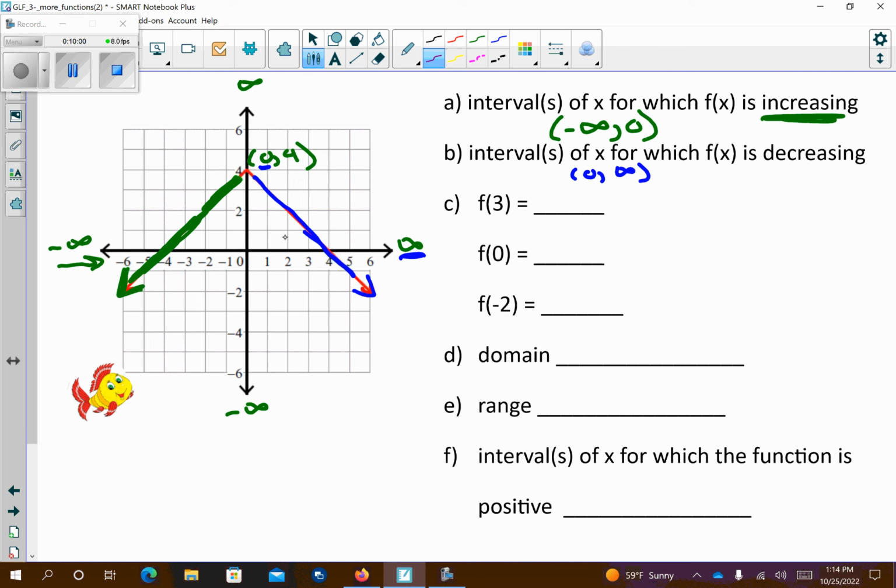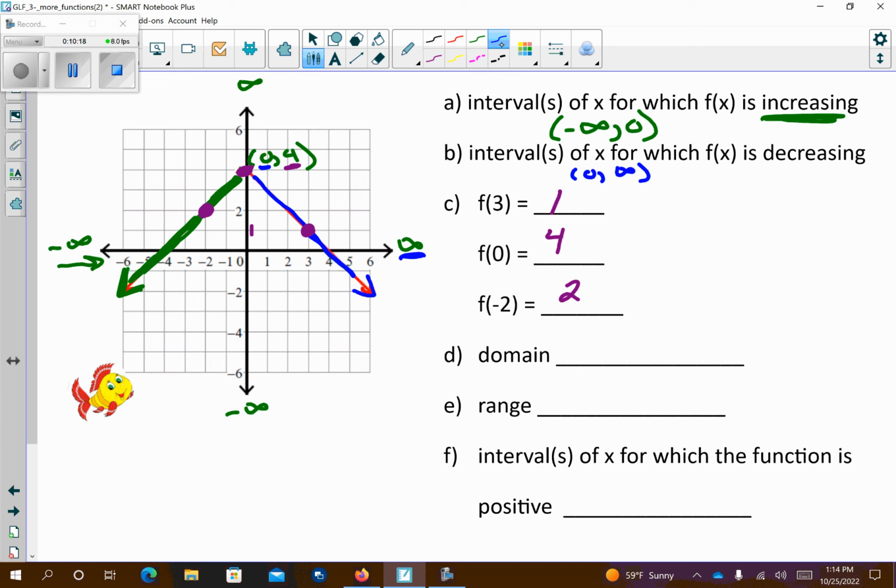I'm then going to look at f at 3. So f at 3 is right there. So what is that y value? It appears to be 1. If I look at f at 0, I'm going to come up here. What's the y value? 4. If I look at f at negative 2, what's the y value? 2.